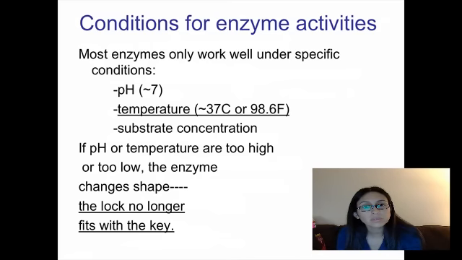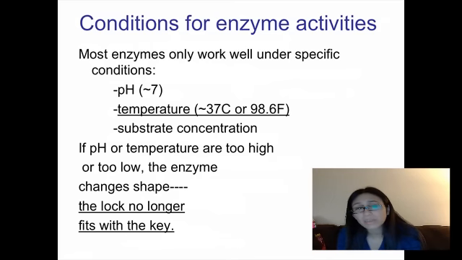Temperature is also important. So most enzymes will only work at a certain temperature. If the temperature is too high or too low, the enzyme will not work. So in humans, 98.6 degrees Fahrenheit is the best for our enzymes to work. And then substrate concentration also plays a role. So the amount of substrate actually present will affect how well an enzyme can actually do its job.